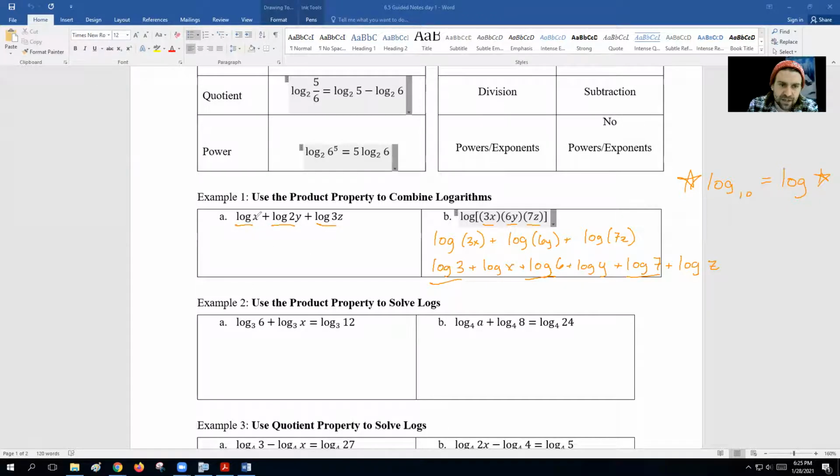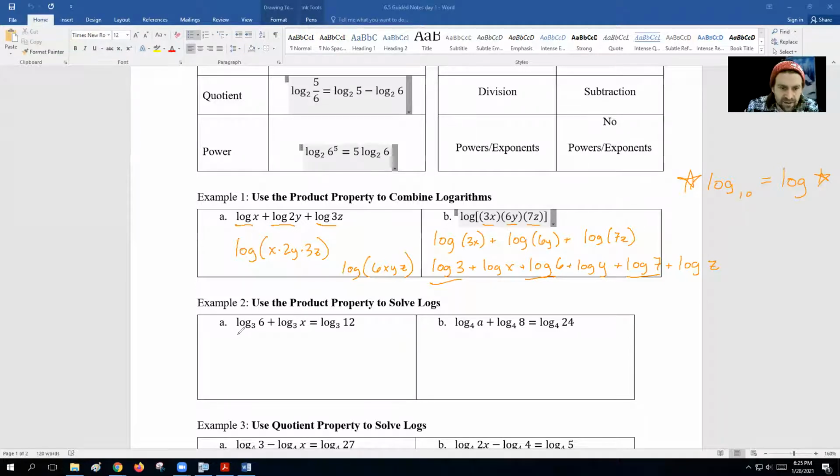If I took this log here, we got log x plus log 2y plus log 3z. We work backwards here. If we have addition, that means we're going to multiply them all together. So this would be log of x times 2y times 3z, or aka, this is really log of, well, 2 times 3, we got 6xyz. So when we have addition, we can combine them together to form one single log. And that's what we're going to do to solve.